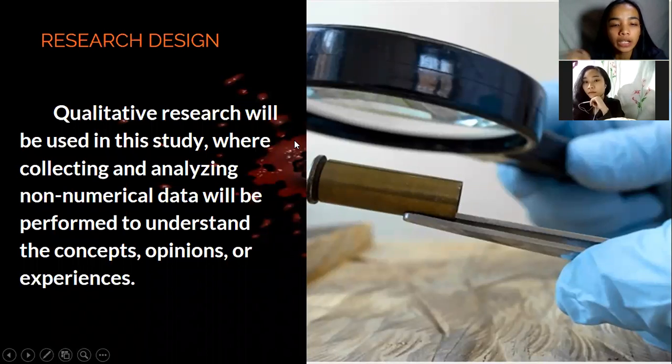Research design. Qualitative research will be used in our study, where collecting and analyzing non-numerical data will be performed to understand concepts, opinions, or experiences. According to MacLeod, qualitative research is concerned with the subjective meaning of an experience to an individual and can be used to generate hypotheses and theory from data. Thus, this qualitative model will be used in our study.